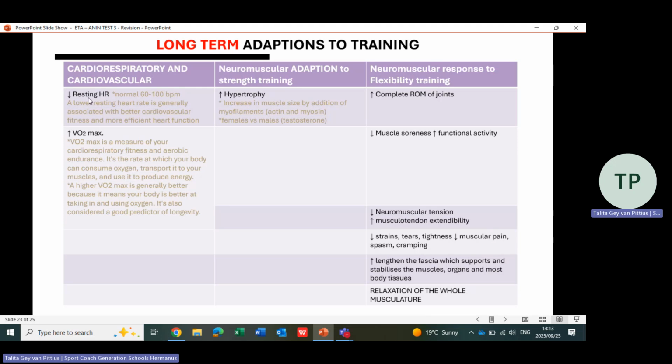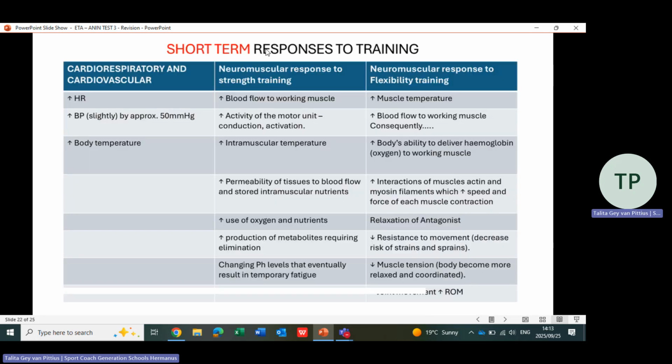Remember, your resting heart rate will decrease. You will have an increase in VO2 max. Hypertrophy. Remember, hypertrophy means your muscles increase in size and in number. And then here, your range of motion will increase. There will be more functional activity because your joints will move more easily. And then there will also be less strains, less tears, less tightness, less pain, less spasms, less cramping. So, this is the long-term adaptation, and you need to know the difference between the two.